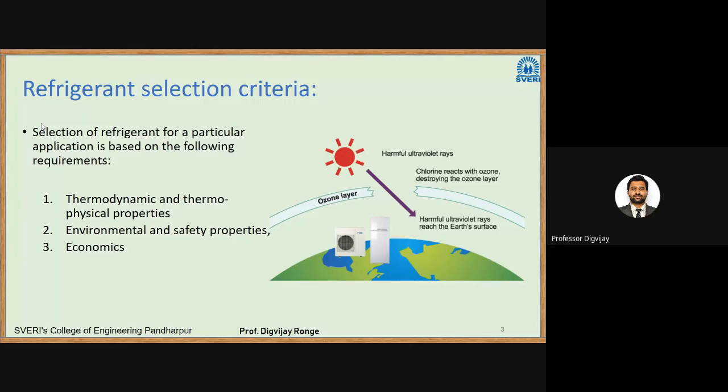First is thermodynamic and thermophysical properties. So this will include your viscosity, specific heat, and all those thermal properties. Second is environmental and safety properties. In this, we'll study ozone layer, ozone depletion, global warming, and why some refrigerants are nowadays banned because of this ozone depletion. And in safety, we'll see the toxicity and flammability of some refrigerants.